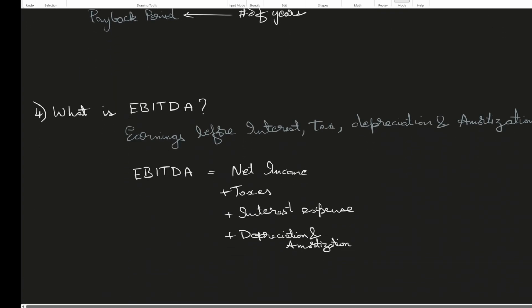And the final question for today's session is, what is EBITDA? This is one of the most commonly asked questions. You can simply say it is earnings before interest, tax, depreciation, and amortization. It is a most popular question from the income statement. EBITDA is calculated as net income plus taxes plus interest expense plus depreciation and amortization.